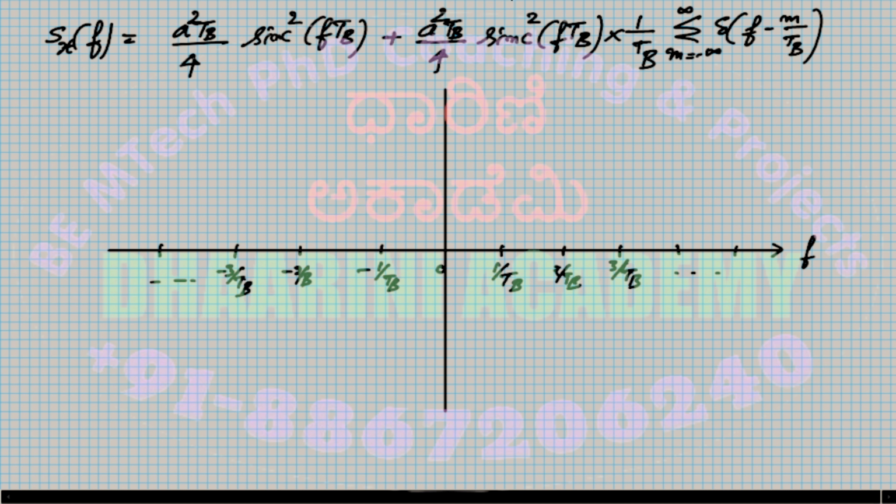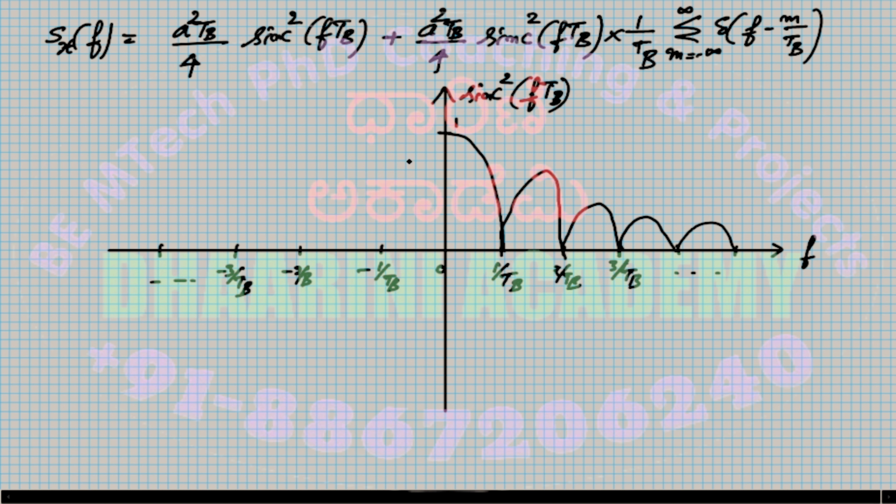Okay, so now the sinc function is what I'm trying to plot. What you're trying to plot here is the sinc square of f into TB. It has a highest value of 1. Somewhere you might have seen this. This is how it looks like. It starts from highest, comes to a lowest, then another secondary maximum, but not as high as the previous one, and it keeps on reducing. So this is the shape of the sinc square function.